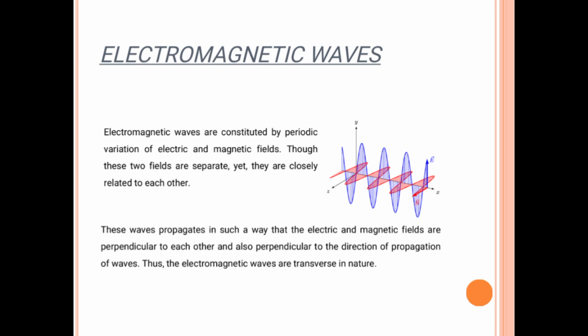Today we are going to discuss electromagnetic waves. Everybody knows about electromagnetic waves, which are constituted by the periodic variation of electric and magnetic fields. Though these two fields are separate, yet they are closely related to each other. These waves propagate in such a way that the electric and magnetic fields are perpendicular to each other and also perpendicular to the direction of propagation of waves. Thus, the electromagnetic waves are transverse in nature.